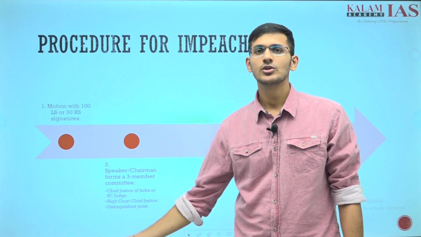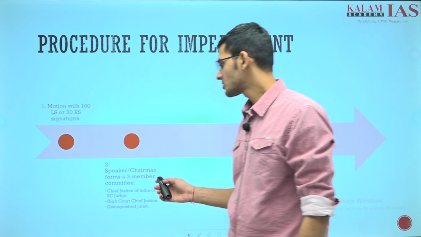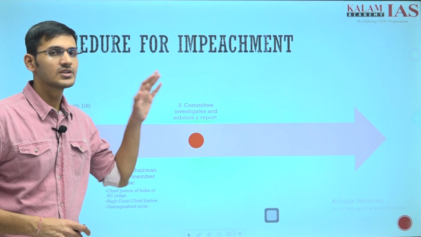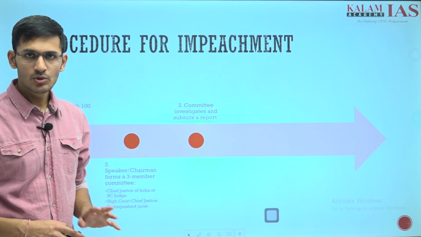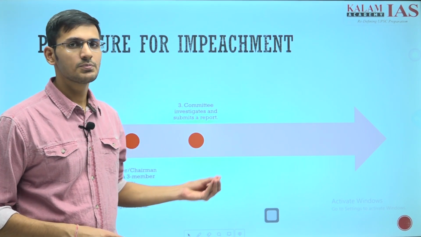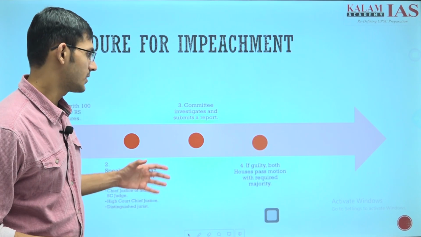The third member would be a distinguished jurist in the eyes of the Speaker and the Chairman. Once the committee is constituted, it will investigate and submit the report to the house in which the investigation is done. So they will submit the report either in the Rajya Sabha or in the Lok Sabha.